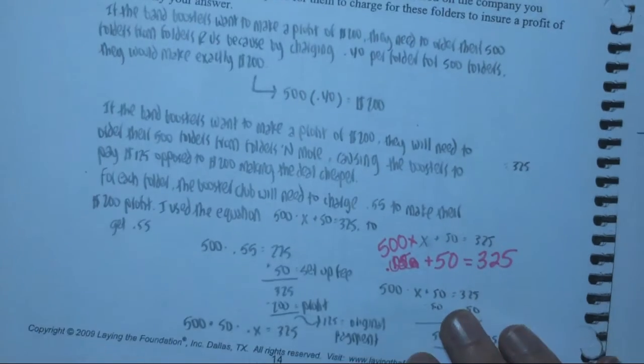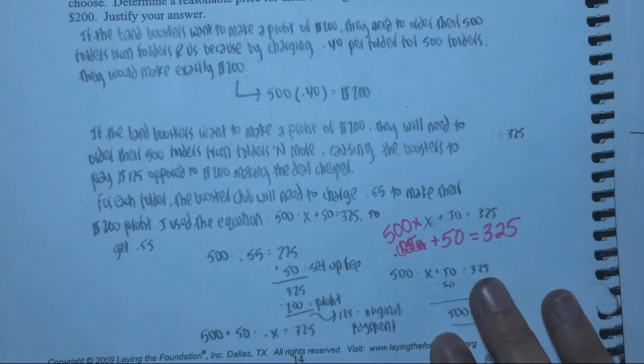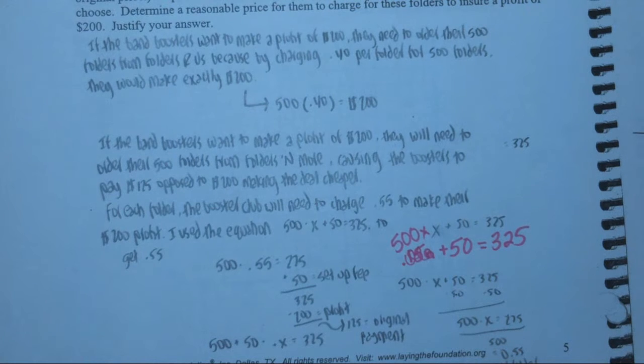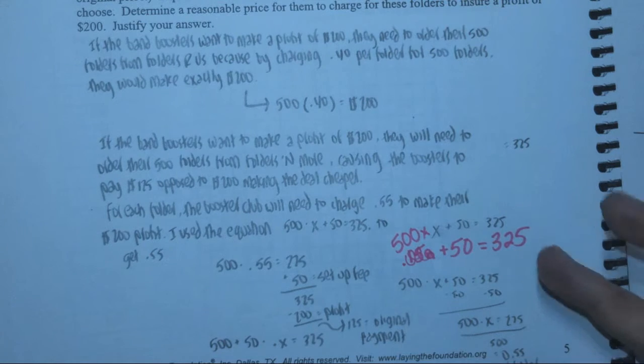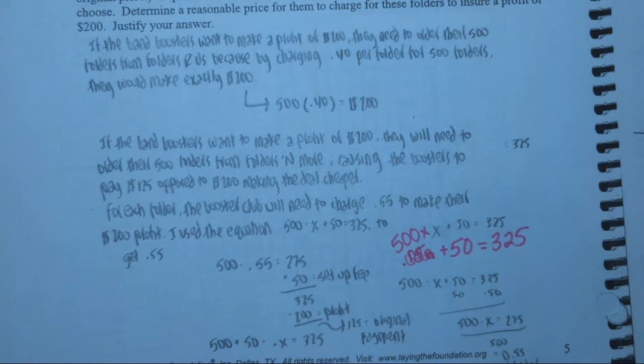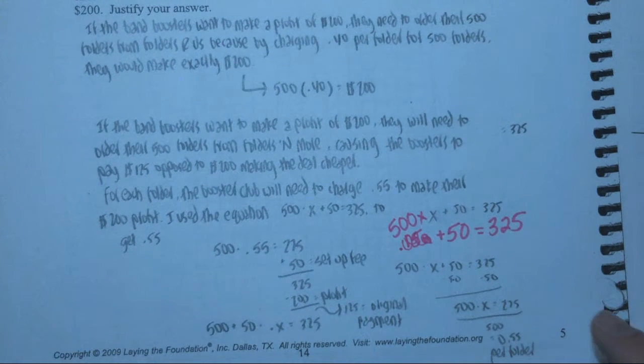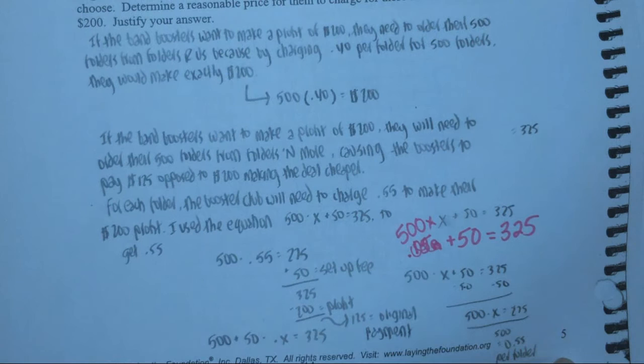So I said that if the band boosters want to make a profit of $200, they will need to order their 500 folders from Folders and More, causing the boosters to pay $125 as opposed to $200, making the deal cheaper. And they asked how much they should charge for each folder, so for each folder, the Booster Club will need to charge 55 cents to make their $200 profit. And so I used the equation 500 times x plus 50 equals 325, and 325 is the 125 plus the $200 profit. And so I solved the equation, and it requires 55 cents to be paid to make the profit.